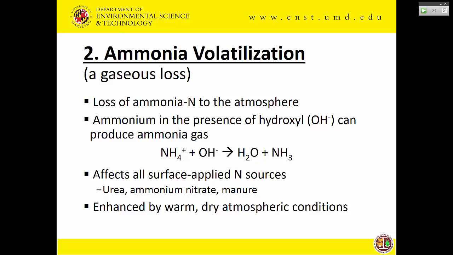Talking about ammonia volatilization, this is again a gas loss to the environment. This happens when ammonia fertilizer or urea is applied, which is converted to ammonium. Then in the soil, we have what are called hydroxyl ions, and they can lead to formation of ammonia gas, which goes back into the environment. Again, a net loss from the soil. This affects all the surface applied nitrogen sources, fertilizer or manures, in this case urea and ammonium. And if there are warm or dry conditions, it can really accelerate this loss.